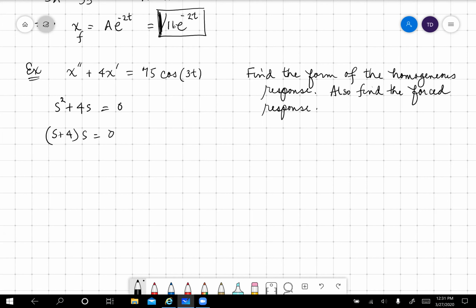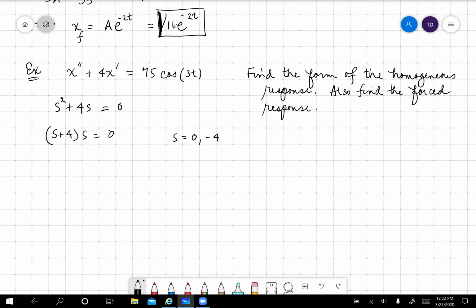Okay, so s plus 4 times s is equal to 0. Clearly, s is equal to 0, and s is equal to minus 4. Which category are we in? First, second, or third? What do you think? First. Excellent. First, indeed. Real roots, they're real numbers, and they're not equal to each other.